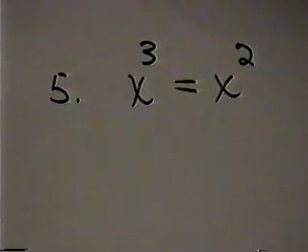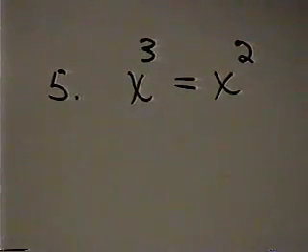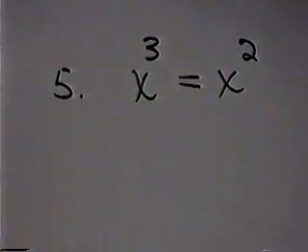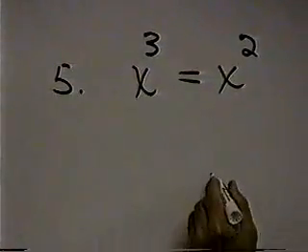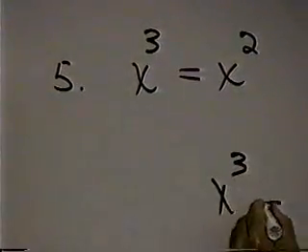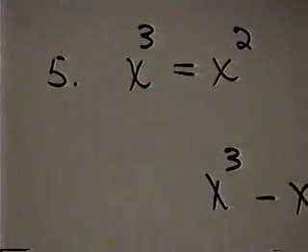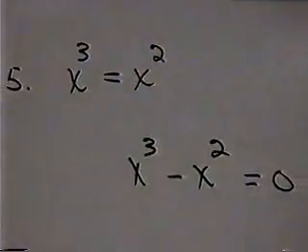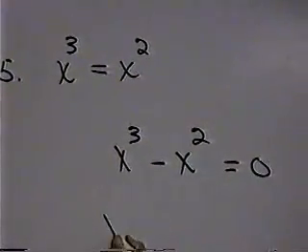All right, the next example. What's the first thing we must do? We must move everything across and have it equal to 0. And then we look for a common factor. The common factor is x squared.